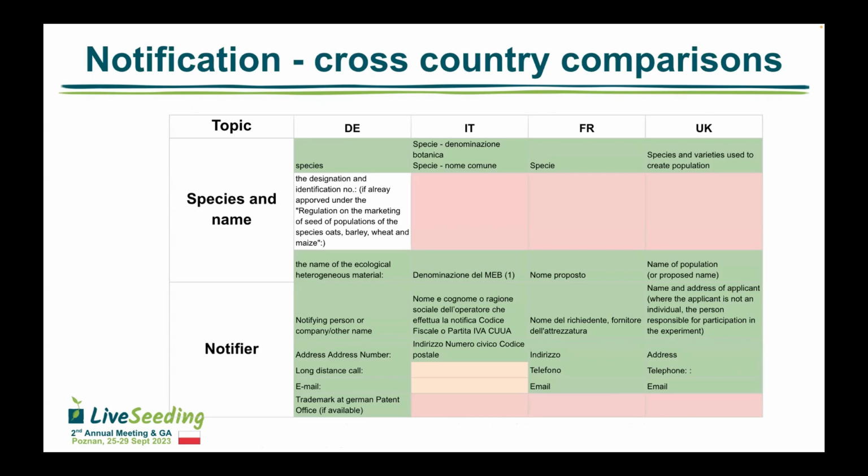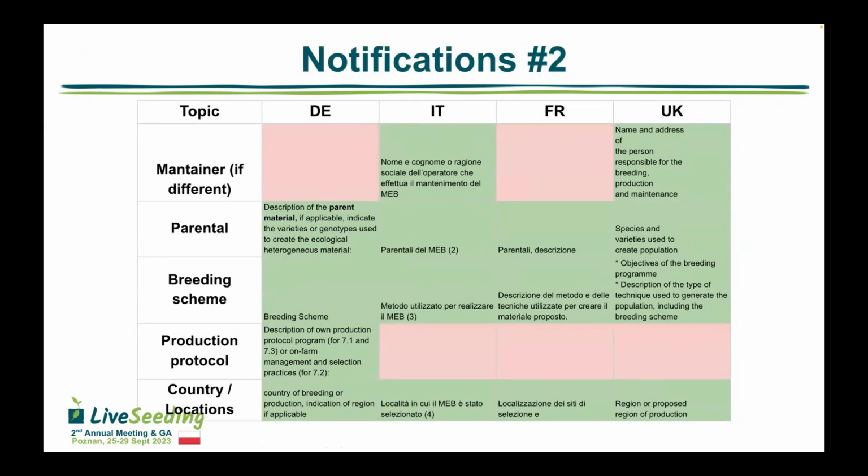The idea is to do a side-by-side comparison between the different countries to assess if there are similarities and if there are differences. The basic information, species and notifier, will be quite common for all countries. Then information about the maintainer. The parental and the breeding scheme adopted is very important information. So we also need to understand what the best tools are to manage this type of data.